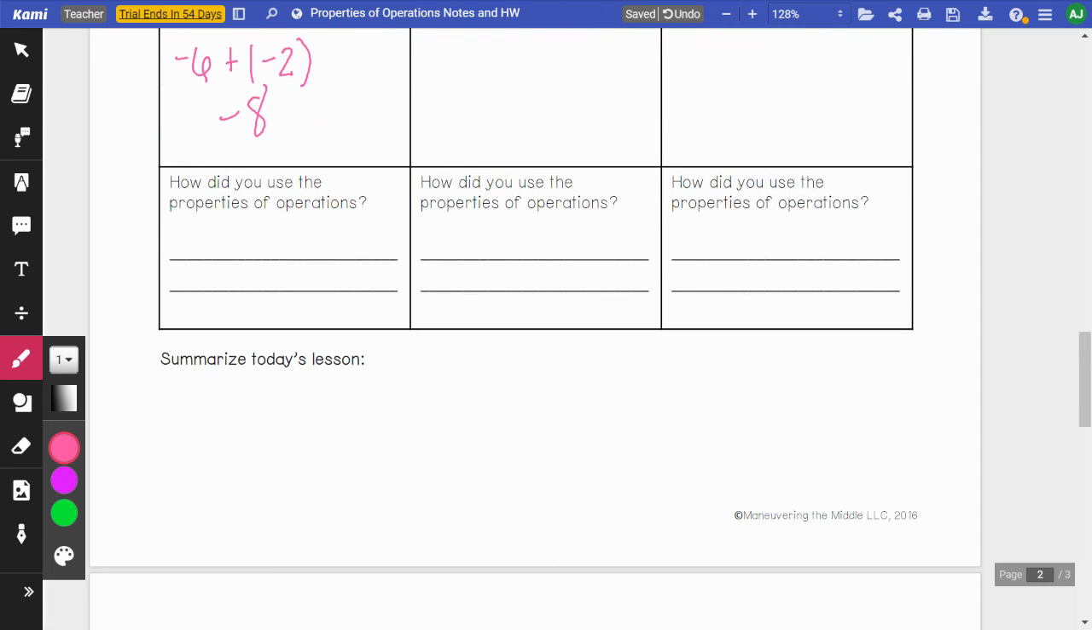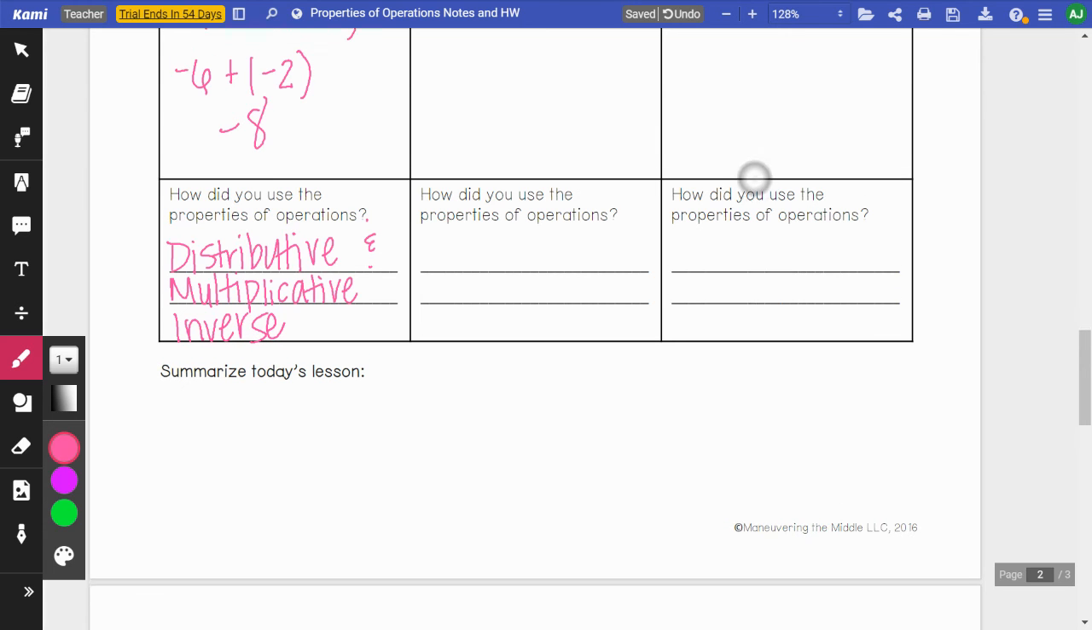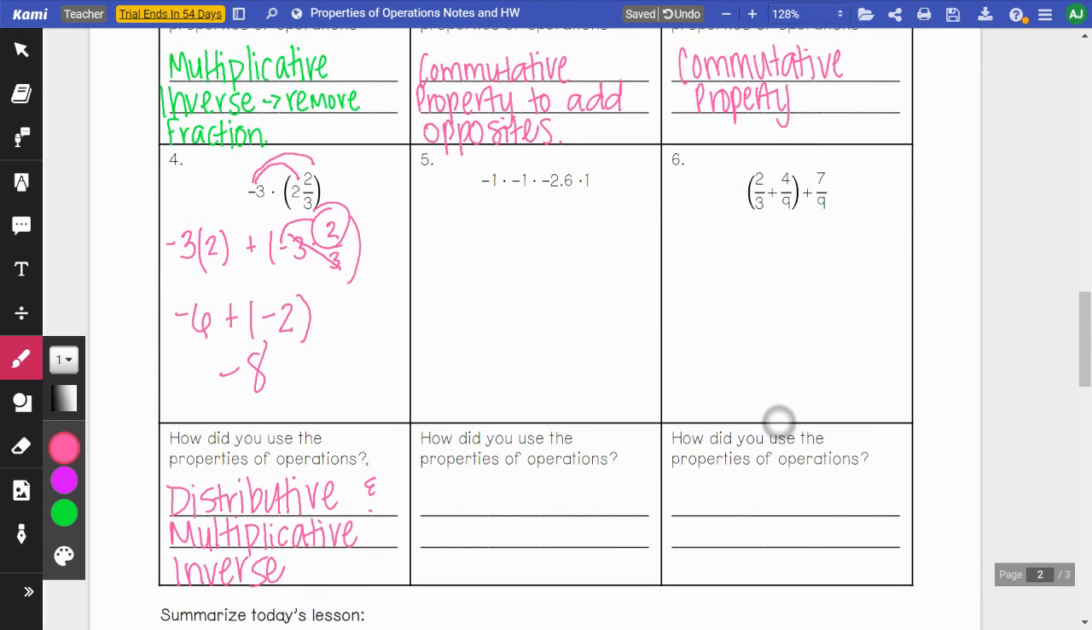And again, I use my distributive property. And my multiplicative property. Make sure I'm spelling that right. Okay, and we use that multiplicative inverse to get rid of the fractions.